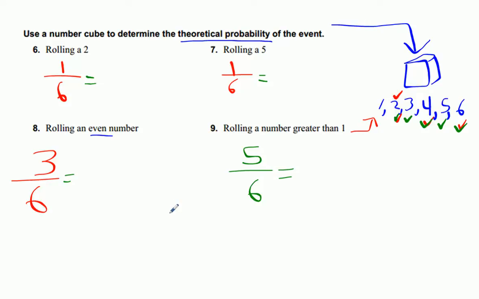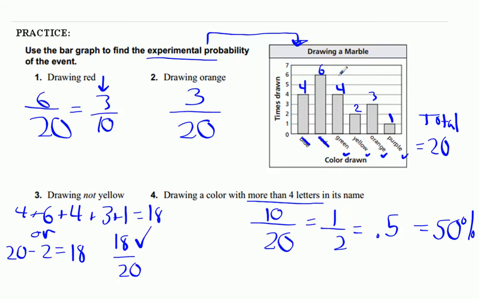Again, today's topic: experimental and theoretical probability. Theoretical is based on a situation that's happening one time. An experimental probability is based on an experiment that was done and you have results for, and you have to base your answers on the experiment that was done.